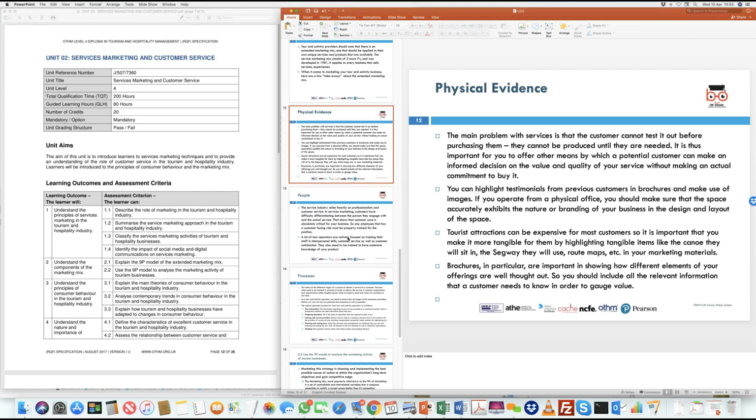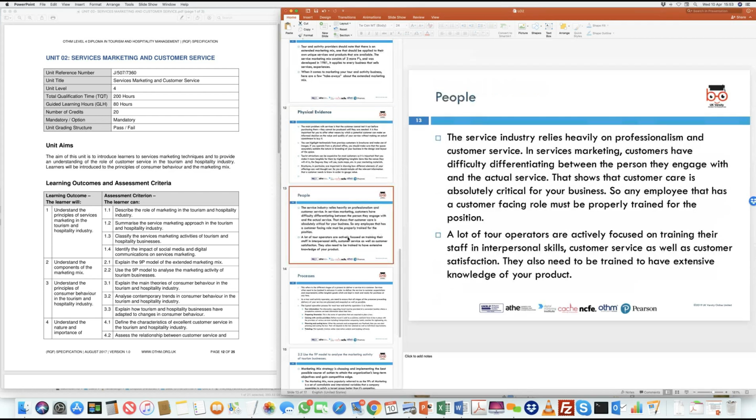But this, when we look at the P which is physical evidence, was not available when it was not a part of the marketing mix. But now consumers are able to do this at a click of a button by going onto the internet, using social media, or going onto review sites which allow you to look at this information, compare it, and then reach a decision in terms of booking something.